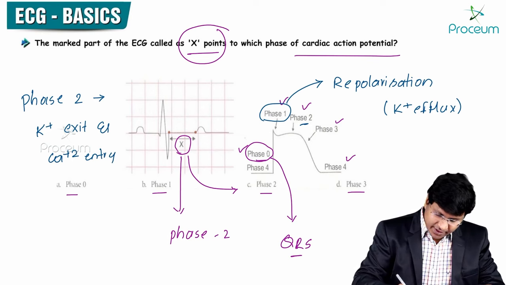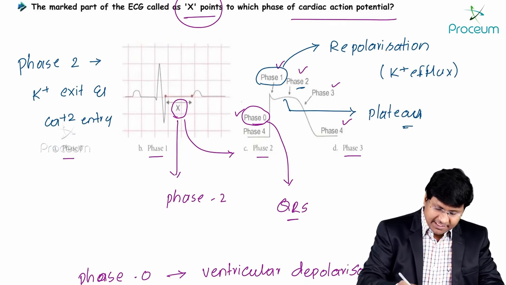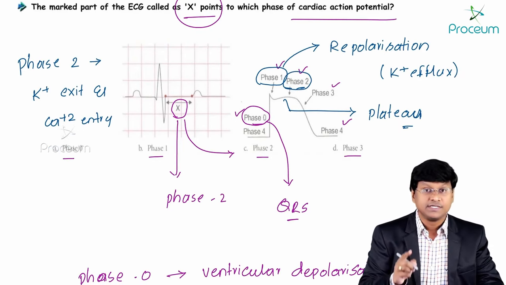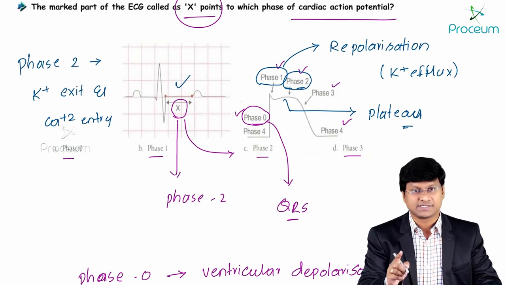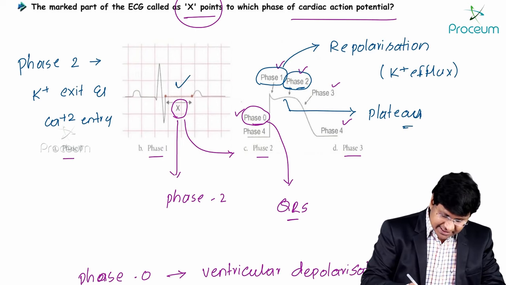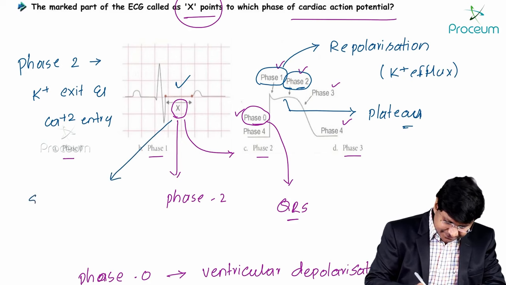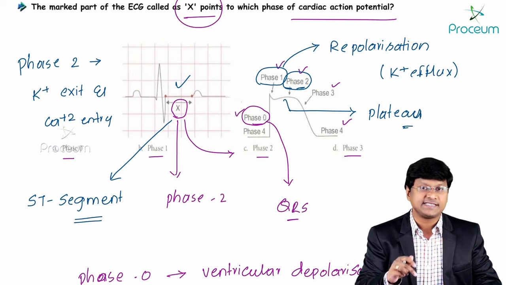That will give rise to a phase called the plateau phase. Now this particular plateau phase, that is phase 2, will correspond to your isoelectric baseline, that is X, which is nothing but the ST segment. So X corresponds to the ST segment.